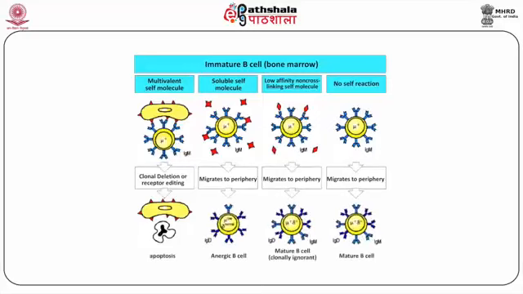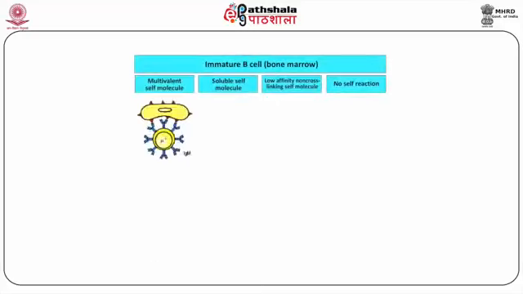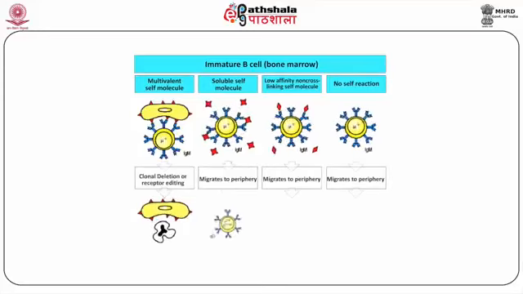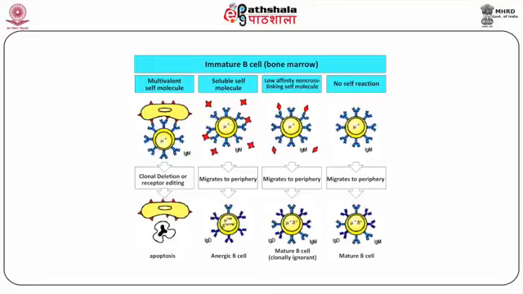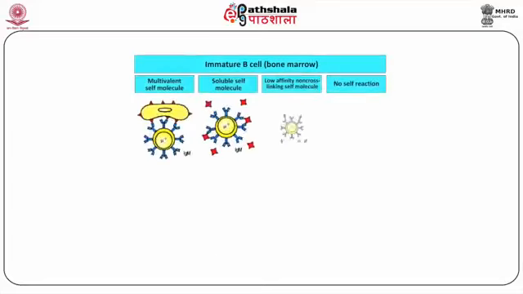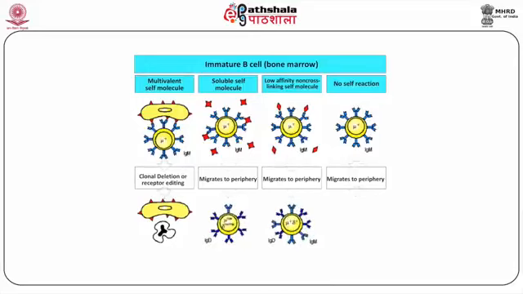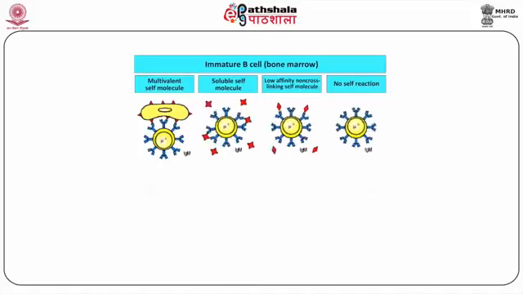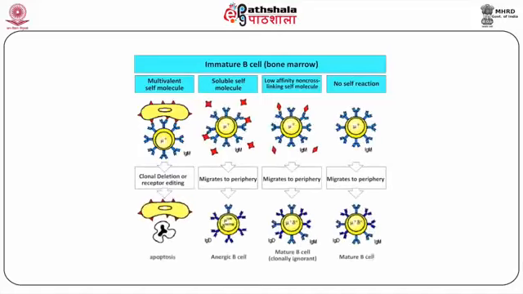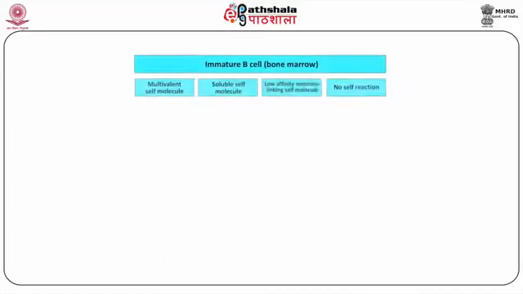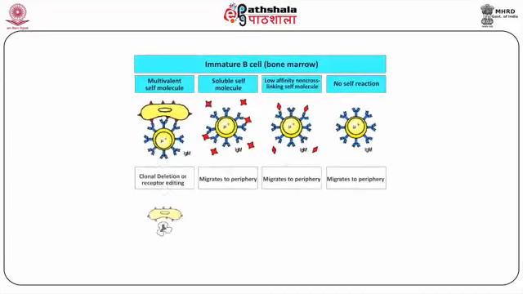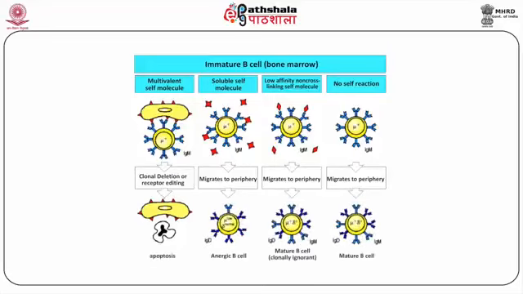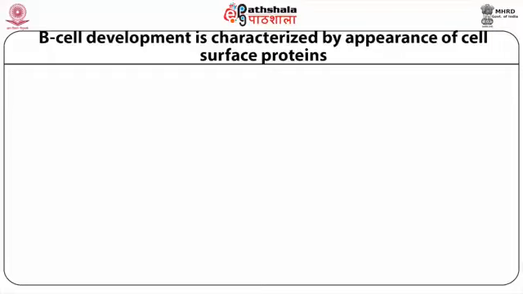Some other cells may become unresponsive to the antigen. These cells are called ignorant cells. Such ignorant cells are not able to sense self antigen either because it is in low concentration, or inaccessible due to sequestration, or is unable to cross-link the B cell receptors. The various fates of the immature B cell are shown in this diagram. The B cell development is characterized by appearance of cell surface proteins.